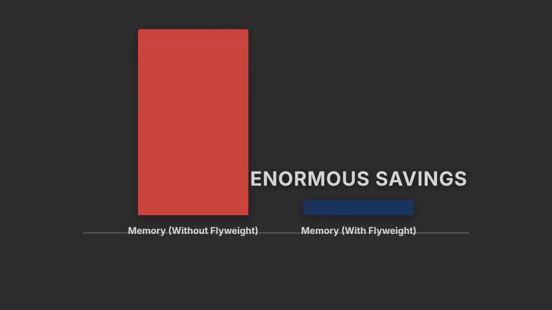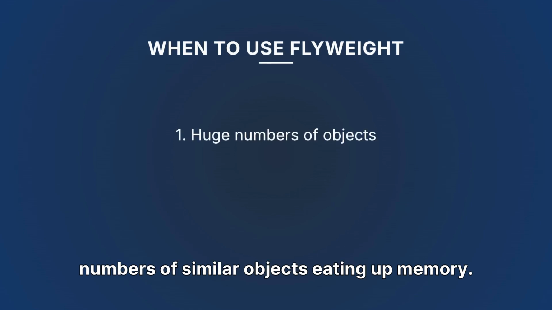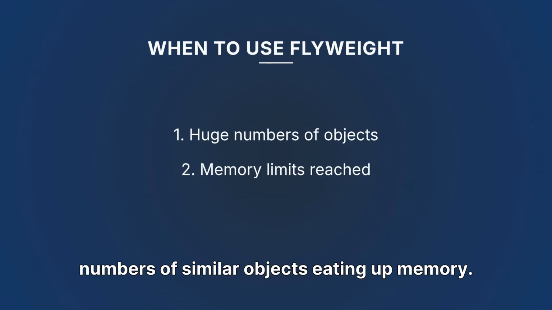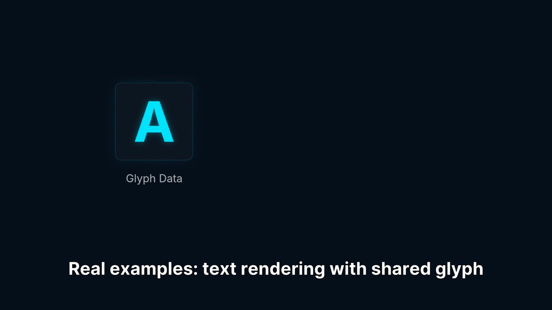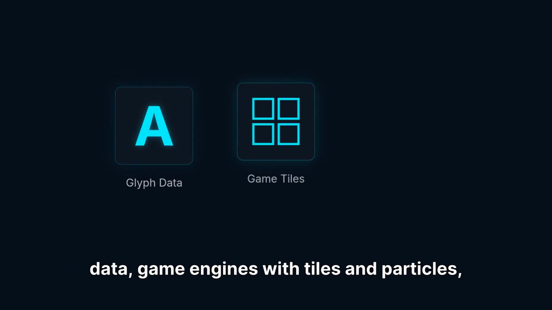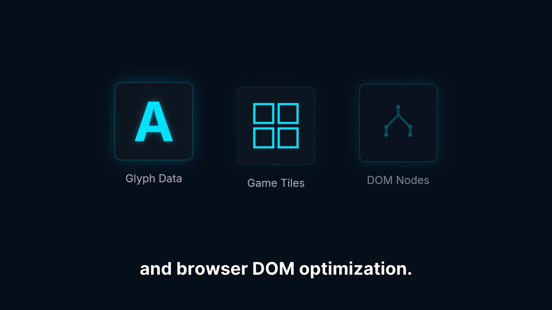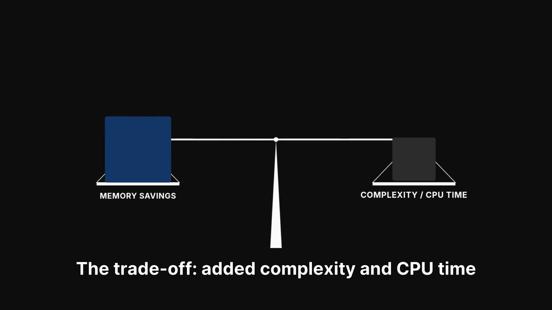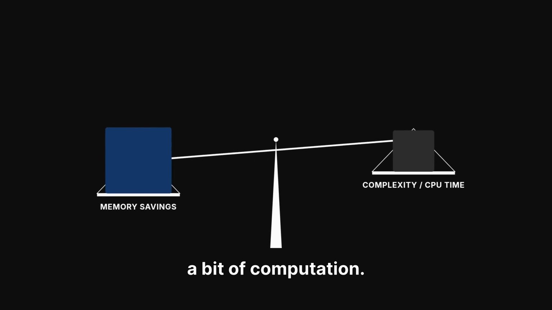Enormous memory savings. Use flyweight when your app creates huge numbers of similar objects eating up memory. Real examples: text rendering with shared glyph data, game engines with tiles and particles, and browser DOM optimization. The trade-off: added complexity and CPU time for lookups. You trade memory for a bit of computation.